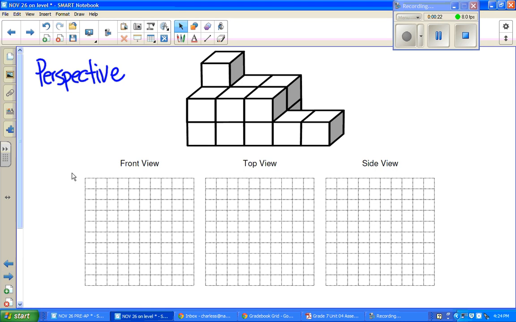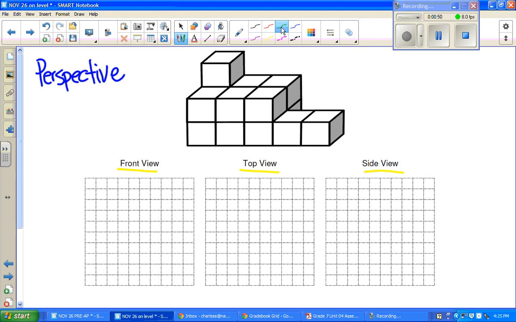What does perspective mean? Perspective is taking a look at objects from the front view, the top view, and the side view of a 3D figure. So we have a 3D figure here, and we're going to take a look at it from the top view and from the front view, and we're going to draw it.